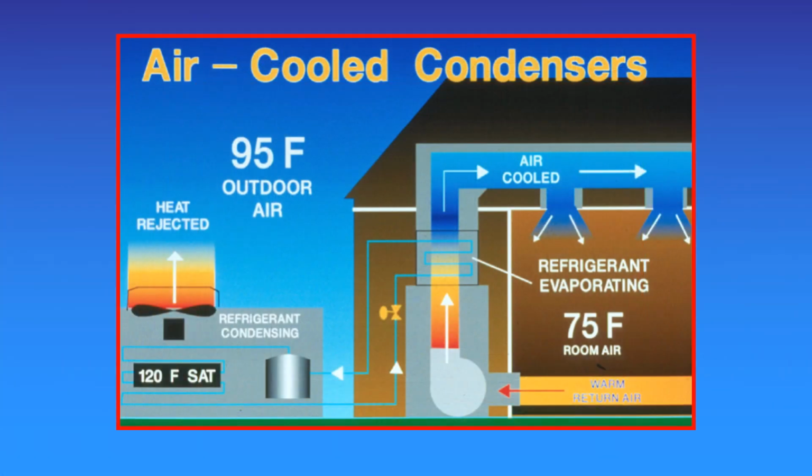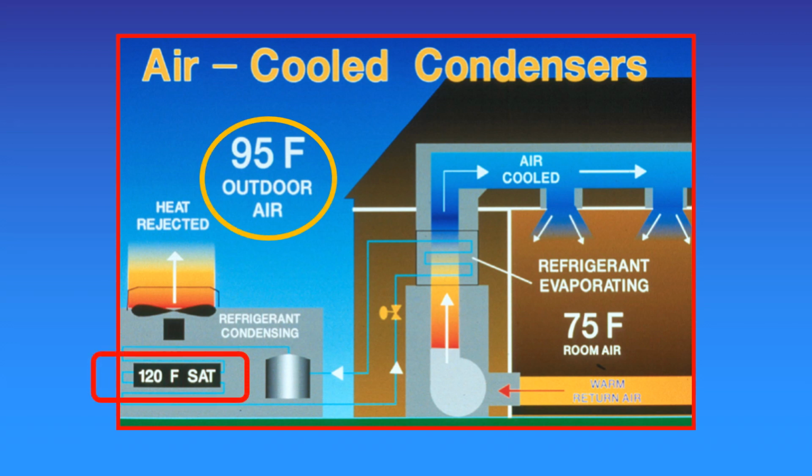So here we see our outdoor coil at work. We have 95-degree outside air with 120-degree saturated coil temperature. We know from the laws of thermodynamics that heat will always flow from hot to cold. So the refrigerant in our outdoor coil will give up or reject its heat to the cooler outside air. This exchange will take place as our refrigerant condenses in the outdoor coil.